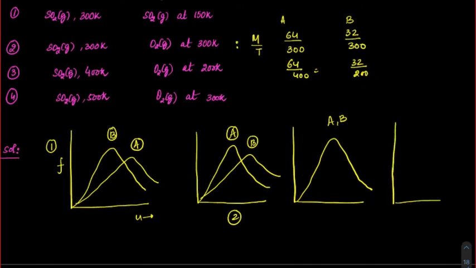Last one, it is about SO2 at 500 and O2 at 300. So we just need to check. Let me keep 500 only. If it is 500, how does it look? Now I'll have to make this 64 divided by 500, and this is 32 divided by 300. So again, this is the greater value. Therefore, out of these two graphs, this would be A and this would be B.